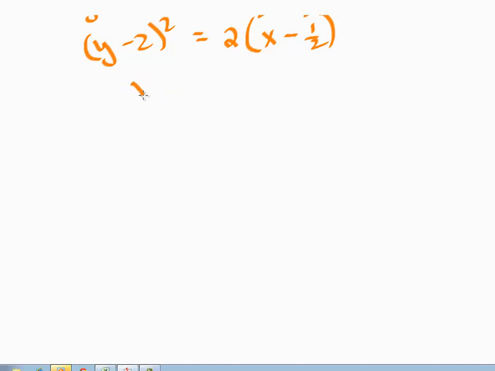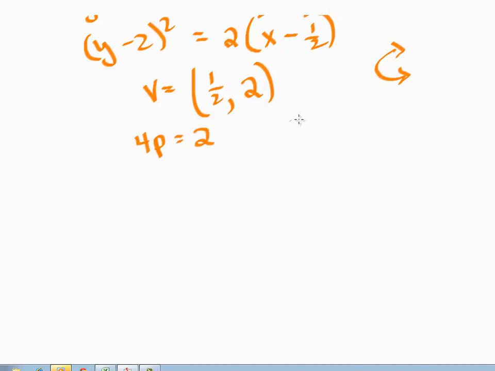Now remember, before I even get to my vertex, let's look at which direction it opens, just like we talked about before. I have x equals y squared, which is kind of weird, so that's horizontal. Because this 2 is positive, it's going to be opening to the right. So I'm going to make a little note and put my graph right there. Now let's get my vertex: opposite of x, so positive 1/2, opposite of my y term, positive 2. Now 4p is going to be equal to 2 in this case, so obviously p is going to be equal to, divide both sides by 4, 1/2.